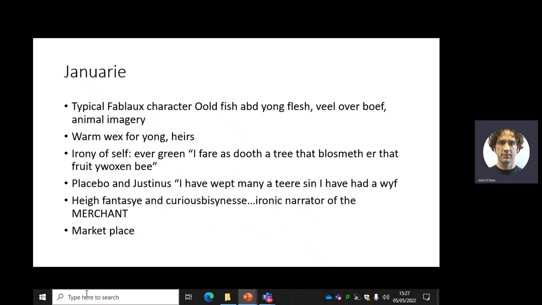The idea of the marketplace is deeply ironic. It's a place where an aristocrat, like a knight, who's almost like in the feudal estate, is like a god in his own kingdom, he's a king in his own kingdom, he can pick and choose a wife at will, like buying a coat. So we shouldn't forget the monetary value of the marketplace.